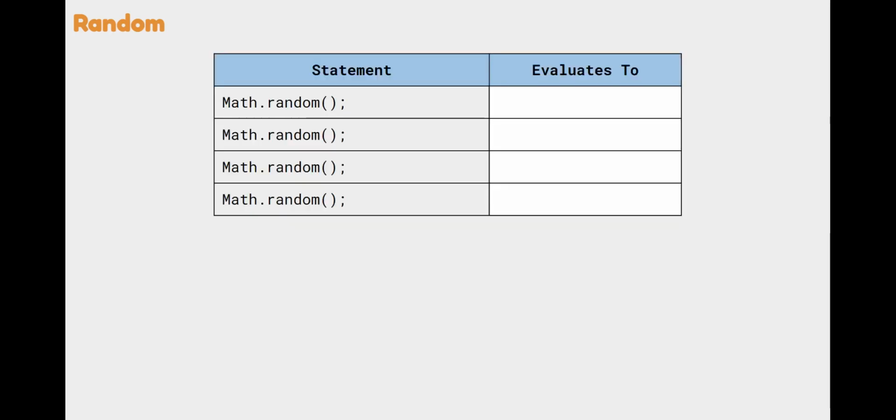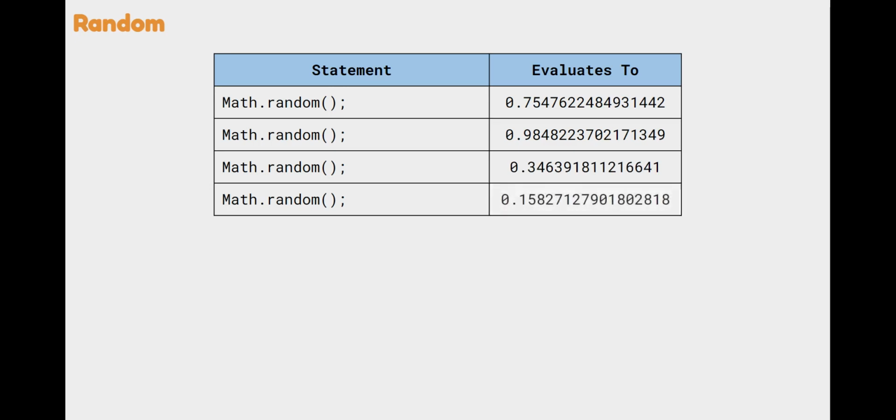Here we see some examples of calling that random method by class. One time when we call that, it might evaluate out to this number, 0.7547 with a bunch of numbers. Another time we call it, it might evaluate to 0.984 something. A third time we call it, it might evaluate to 0.34 something. A fourth time, it might evaluate to 0.15 something.